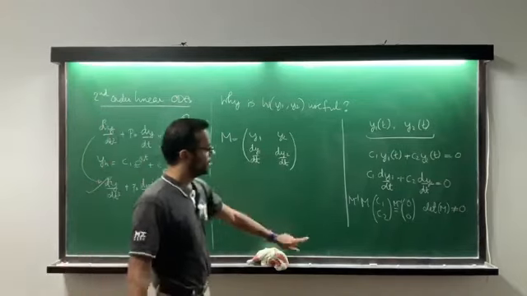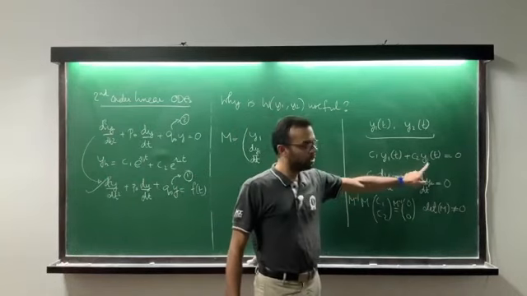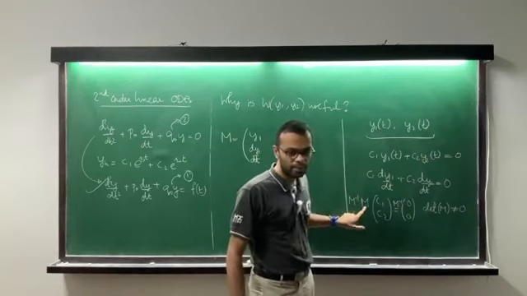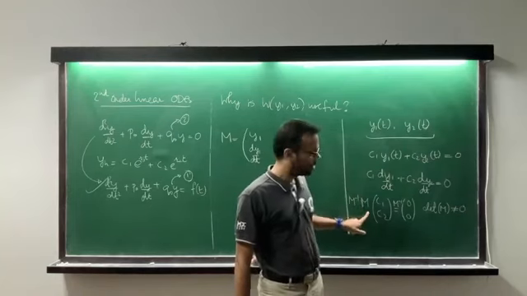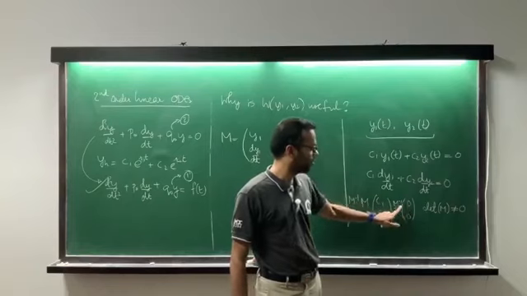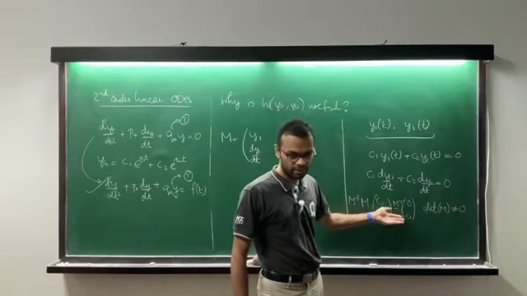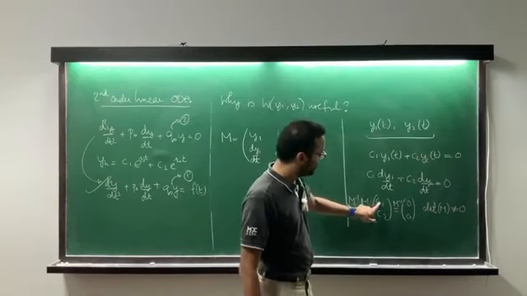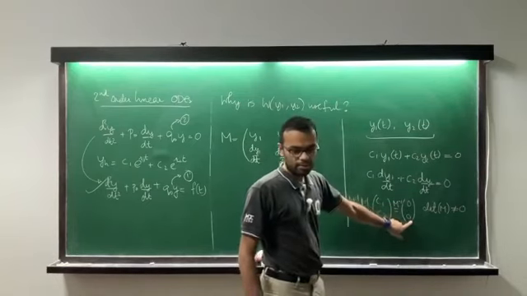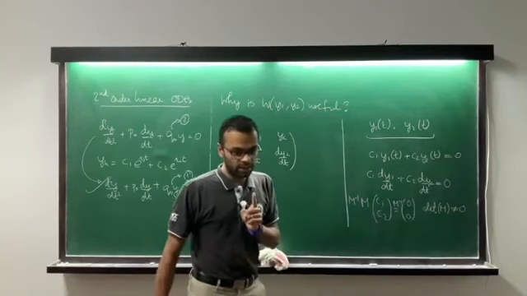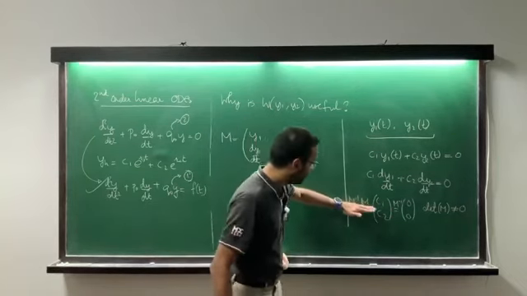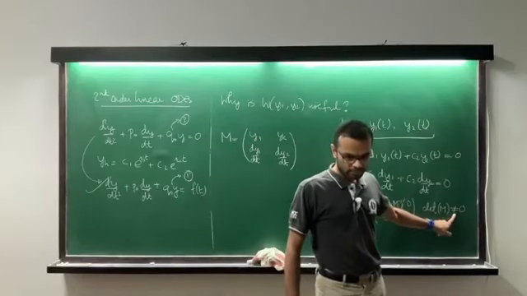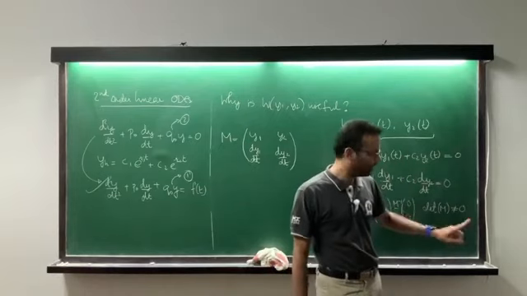So I have m times (c1, c2). If y1 and y2 have to be linearly independent, then I should be able to invert m, multiply both sides by m inverse, and then I will get c1 and c2. If I multiply the right hand side by m inverse, I'm going to get only the 0 column vector again, because some matrix times the 0 vector will give you the 0 vector. So I'll get c1 equals 0, c2 equals 0. But that means m must be invertible, which implies the determinant of m is non-zero. So for these two to be linearly independent, the determinant of m must be non-zero.